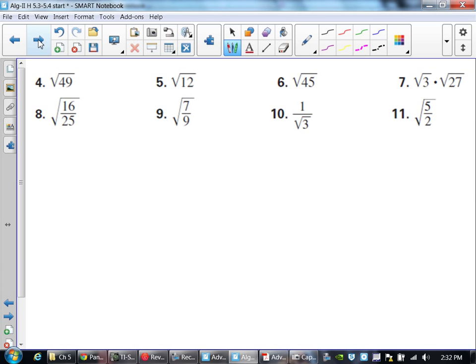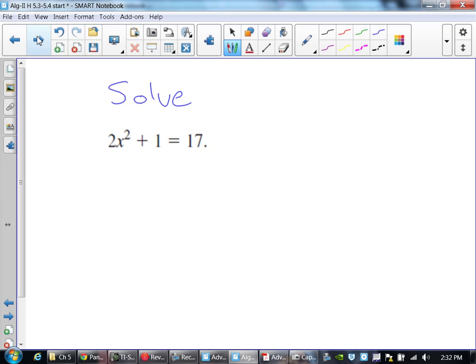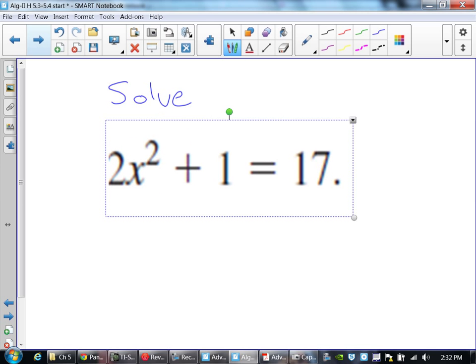But the question is, though, how do you solve this? 2x squared plus 1 is 17.